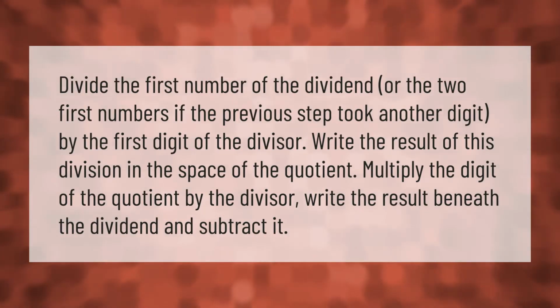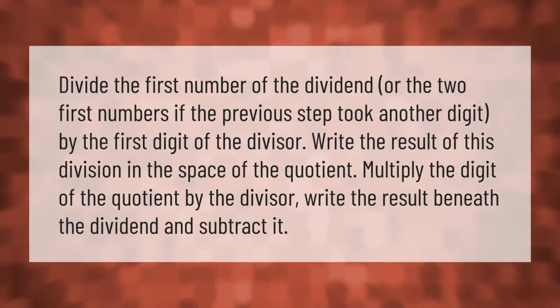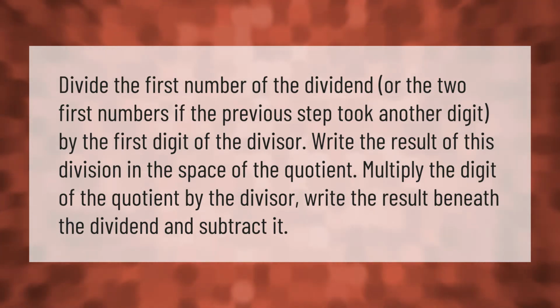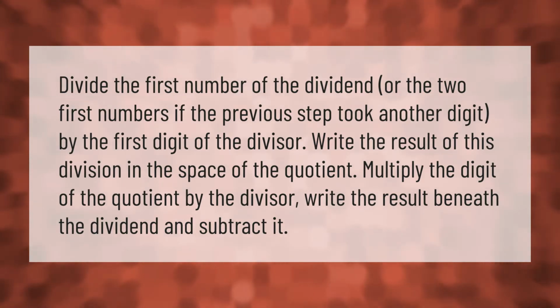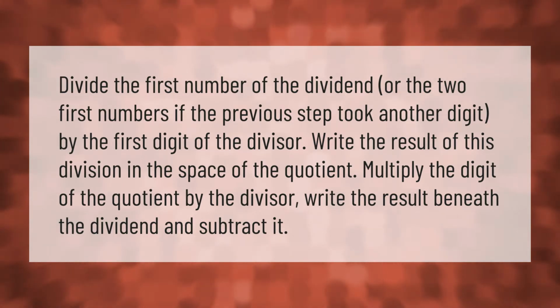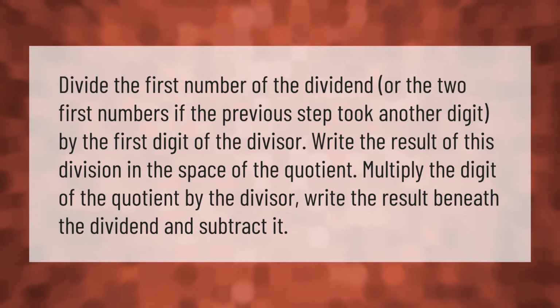Divide the first number of the dividend, or the two first numbers if the previous step took another digit, by the first digit of the divisor. Write the result of this division in the space of the quotient. Multiply the digit of the quotient by the divisor, write the result beneath the dividend and subtract it.